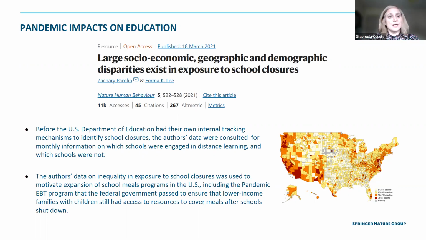This database was used by the US Department of Education before they developed their own internal tracking mechanisms. But more importantly, the data on inequalities that the authors exposed was used to motivate expansion of school meals programs in the US, including the pandemic EBT program, where the federal government passed the program to ensure that lower income families with children still had access to resources to cover meals after the schools shut down.